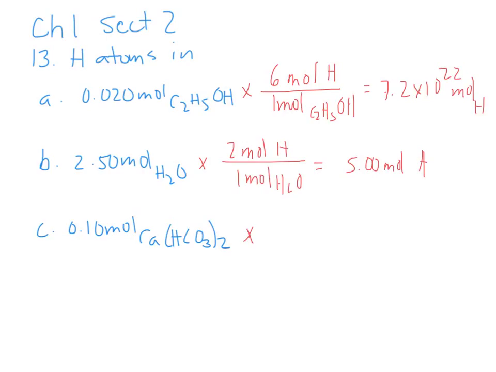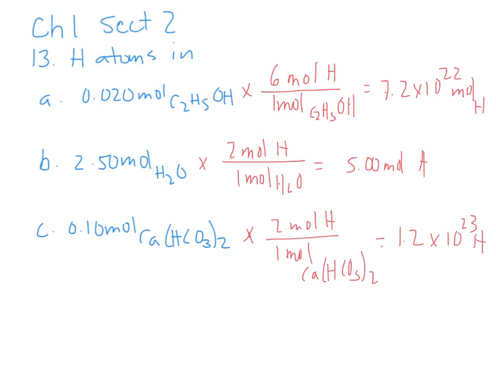And so letter C, 0.1 mole. Again I have 2 moles of hydrogen in 1 mole of calcium hydrogen carbonate, Ca(HCO3)2. And so that's going to give me 1.2 times 10 to the 23rd hydrogen atoms in that.